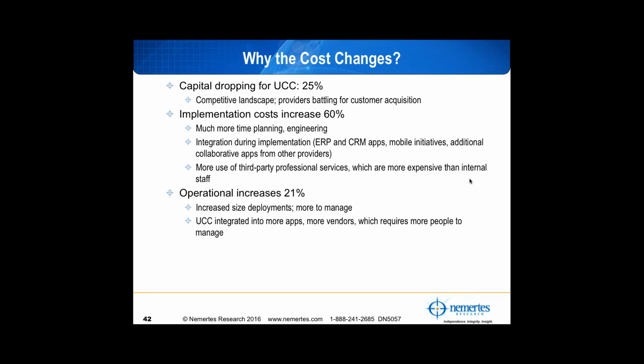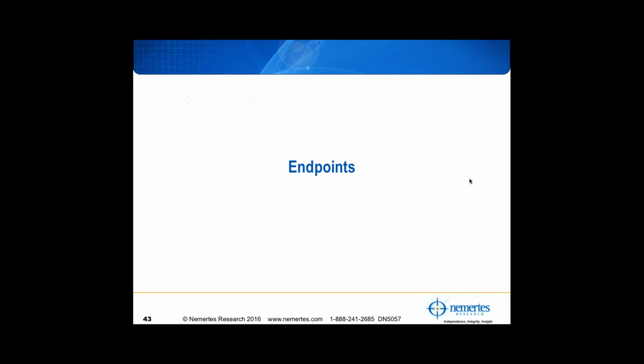We're seeing that the size of the deployments is going up. Because the size is going up and what they're offering to that bigger population, there's just simply more to manage. So they are increasing the staff a little bit as to who's devoted to unified communications. And then, of course, we integrate more UC into more apps, and that's just continually growing. There's more vendors involved, and that requires more people to manage the vendor relationship. So that's another reason we saw some increase there.